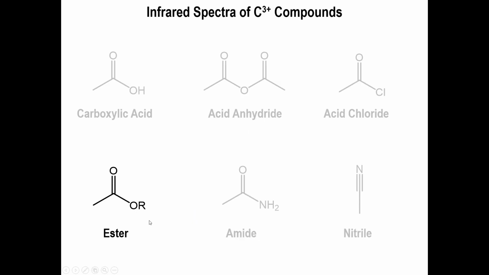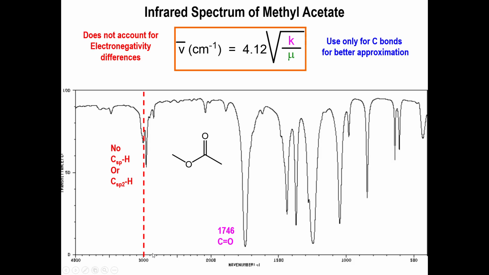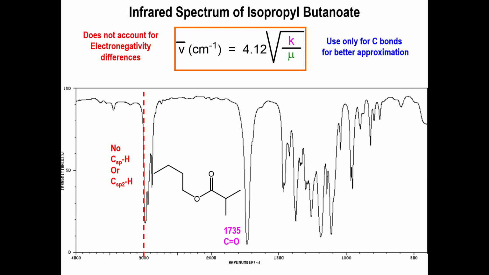Esters are kind of intermediate in terms of where the carbonyl peak falls. They tend to be roughly in the 1750 range. So, the acid anhydrides give you 1750, 1800, roughly speaking, for the two peaks. Esters in the 1750 range. Acid chlorides are in the 1800 range, right? So maybe that'll help you remember those positions. And here's another ester, right? We see the same thing, close to 1750.